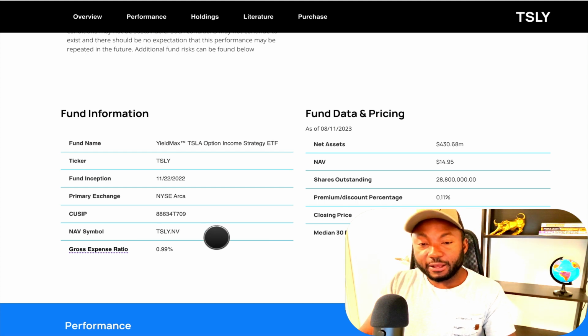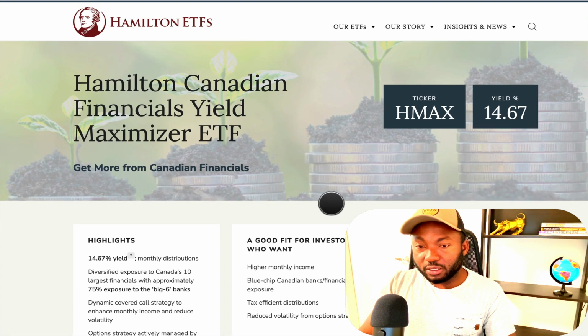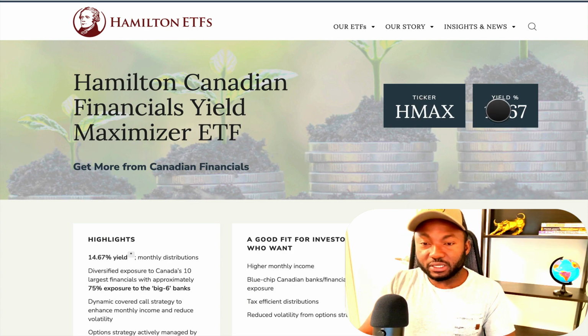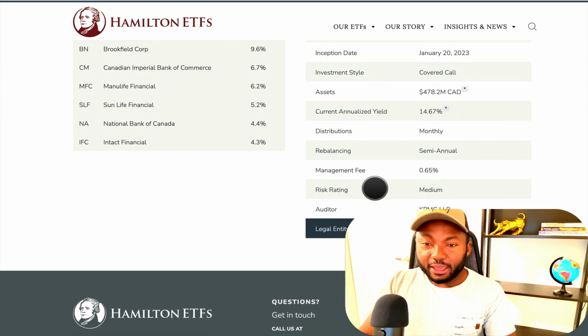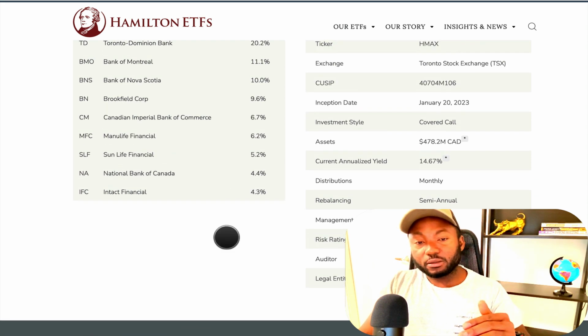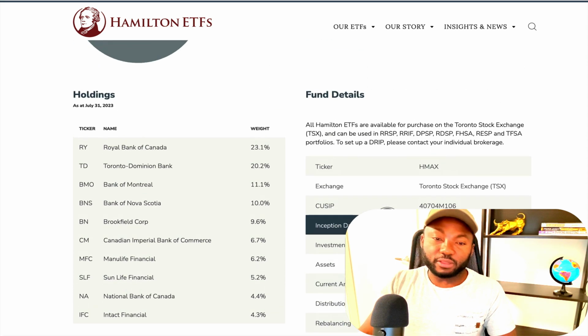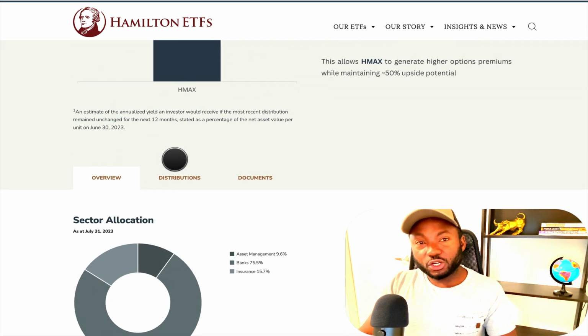This is not only Tesla. This also applies to, for example, the Hamilton Canadian Financial Yield Maximizer, HMAX. We look at the MER, the management expense ratio, or actually the management fee. There are also other fees added altogether. Let's say, for example, it's 0.85% altogether. That fee, you will never actually see that money. On a $10,000 example in this particular fund, you're going to pay about $85 every year, but you will never see that $85 anywhere in your statement. If you go on your plain statement, you'll never see that you've been charged 85. It's just part of the overall structure of the ETF itself.